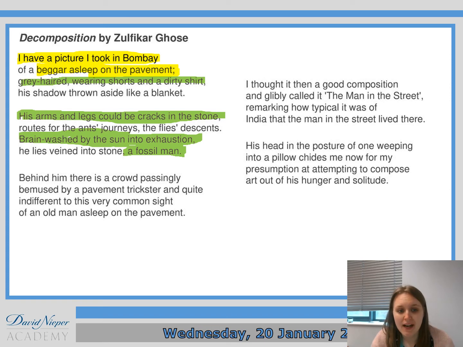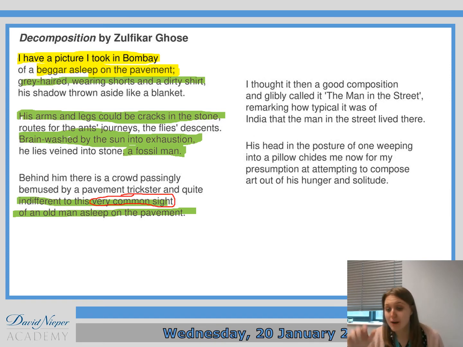We move on. Behind him there's a crowd passingly bemused by a pavement trickster and quite indifferent to this very common sight. So indifferent to this common sight of an old man asleep. Indifferent means not bothered. If you're indifferent about something, you're not bothered about it. So the fact that there's masses of people walking by who aren't bothered, it shows us that this is a very common thing to happen. Okay? It's a very common sight. You go around Bombay, you go around India, and you see a lot of these beggars on the street. We move on.